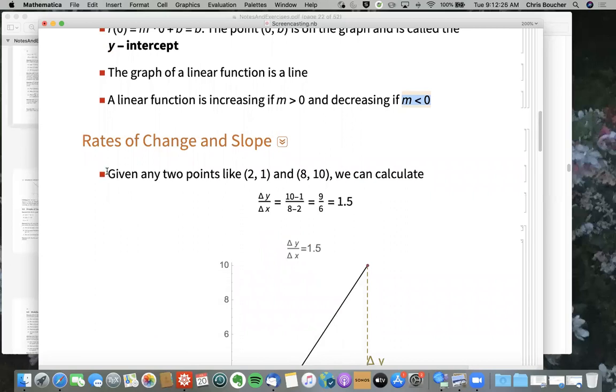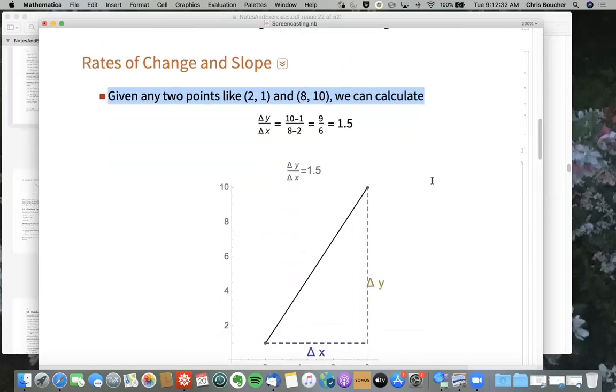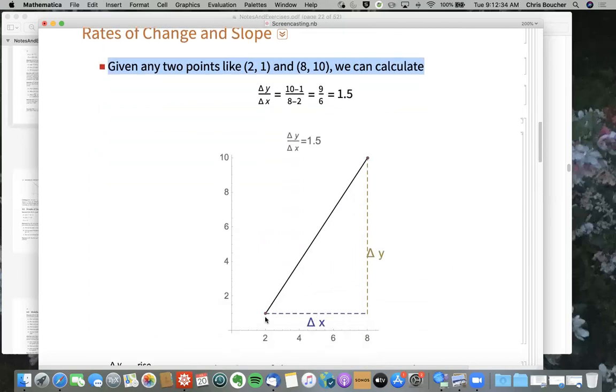If we take 2 points, so notice here, I don't even have a function. I just have these 2 points in the plane, (2, 1) and (8, 10), and I've plotted them, right? So this one on the left is (2, 1), and this one on the right is (8, 10). And if I do this delta y over delta x calculation, all I really need to do that calculation are 2 points. I don't need the whole function, right? So I take change in y, that's the difference in the y coordinates, 10 minus 1, over change in x, difference in the x coordinates, 8 minus 2.